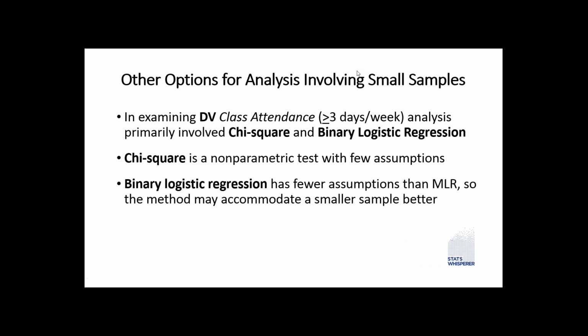Right, so other options for small samples research. Now, recall we also looked at the dependent variable as a dichotomous variable: did the resident attend class 3 days a week or more? Yes or no. If you recall that analysis, it primarily involved chi-squares and binary logistic regression. So we were looking at non-parametric tests. The chi-square is a non-parametric test with few assumptions. The binary logistic regression has way fewer assumptions than multiple linear regression, so it often accommodates a smaller sample better.